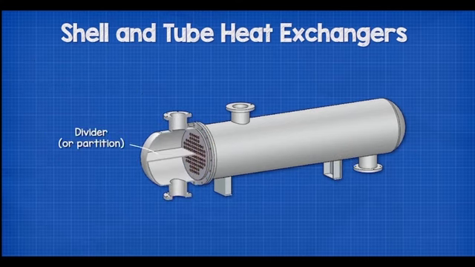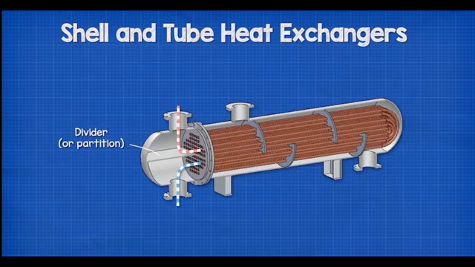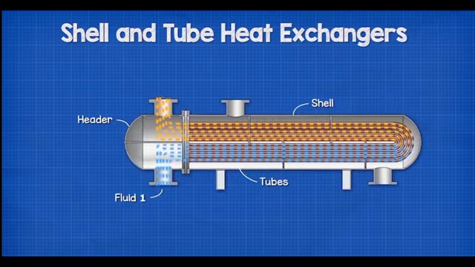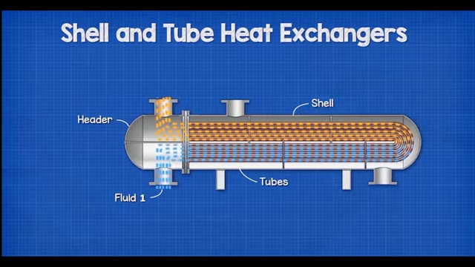Inside the header is a sheet of metal known as the divider, or the partition. This separates the tube ends, enabling the fluid to flow into and then out of the heat exchanger tubes. Fluid 1 will flow through the header, into and around the tubes, then back to the header.